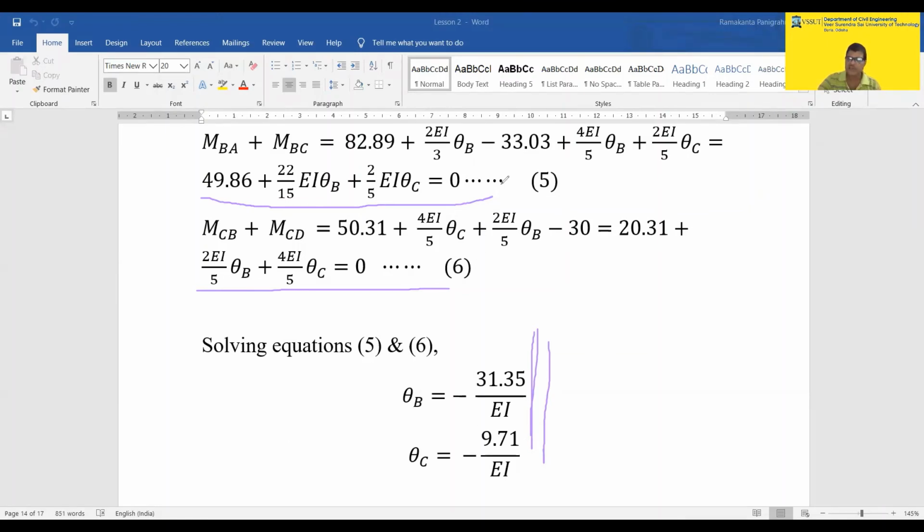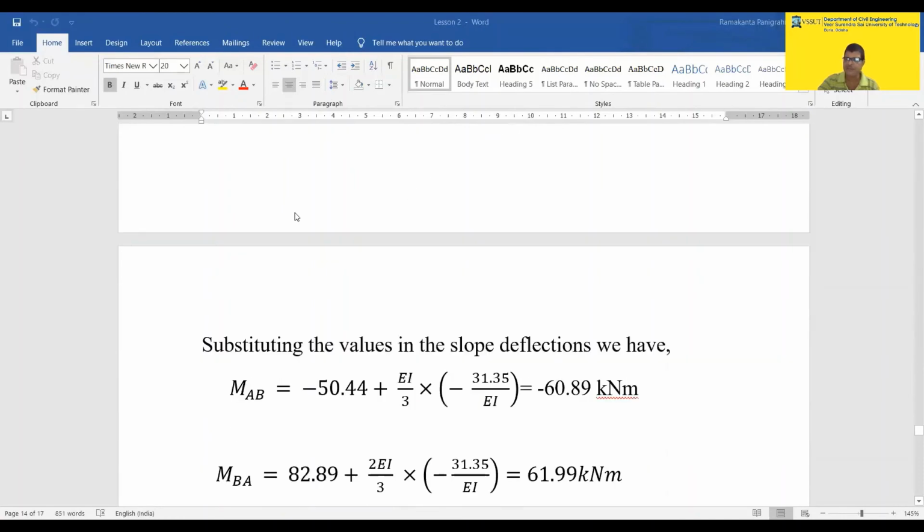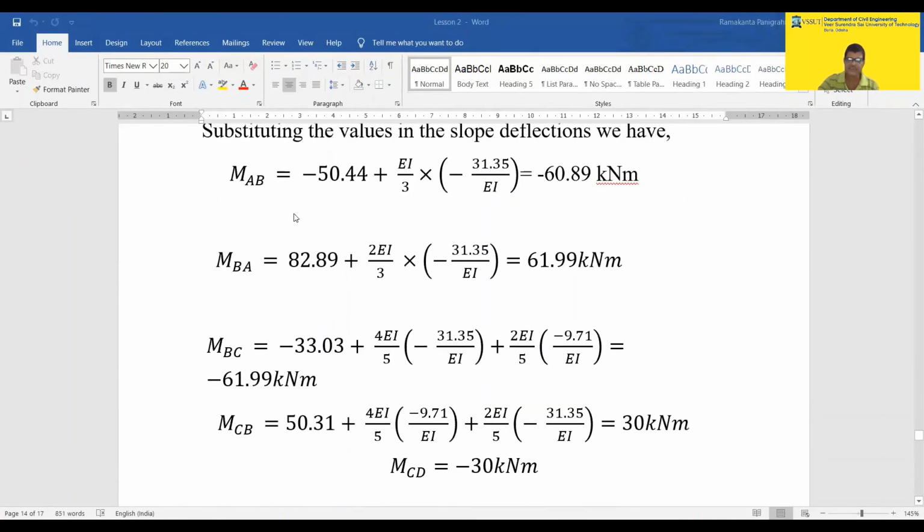Now once you have the theta B and theta C values like in the previous problems, calculate the end moments MAB, MBA, MBC, MCD. All you have to do in the next step is put in the values of theta B and theta C. Take the sign convention properly and put the values into the equations. That will give the values of the end moments MAB, MBA, MBC, and MCD. And MCD you already know is minus 30.